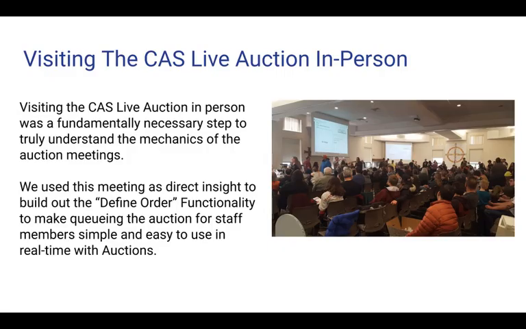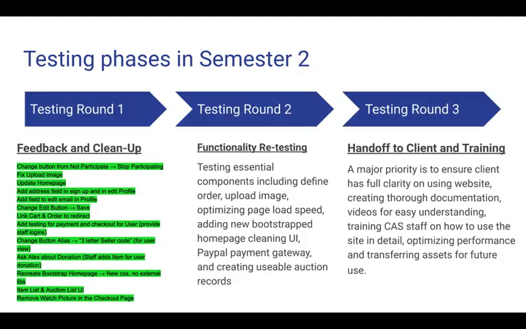After visiting the CAS live auction in person, we had a very intuitive and deep understanding of the mechanics of the actual auction process, and we decided to build the define order functionality based off our visit to the live auction hosted by the CAS. Define order is used to queue items into an auction in an effective and organized fashion, reducing burden on the staff members.